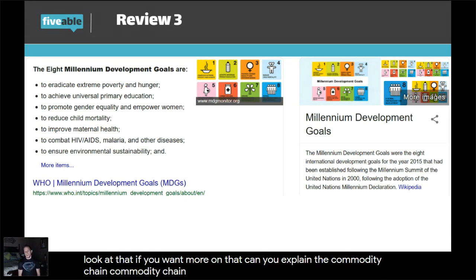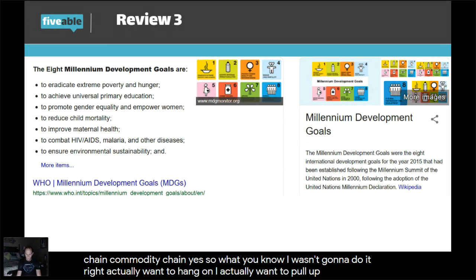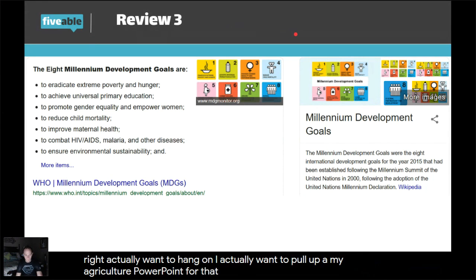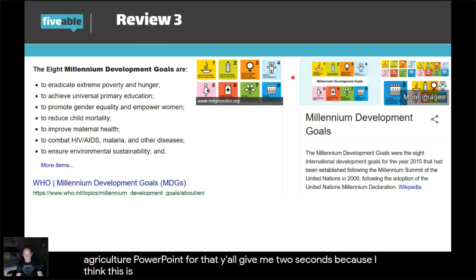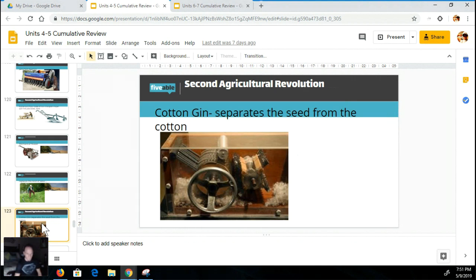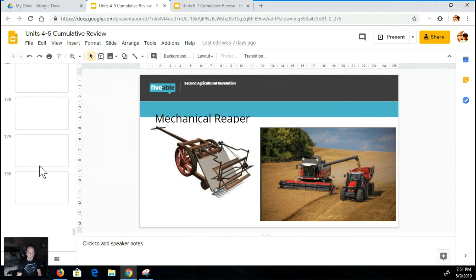Commodity chain, yes. So what you're looking at for that is, I wasn't going to do it, but I actually want to pull up my agriculture PowerPoint for that. Give me two seconds, because this is something that I can explain way better with a graphic. It's going really slow, so hopefully I'll get a chance to go down there in a second and show you the graphic I'm talking about.